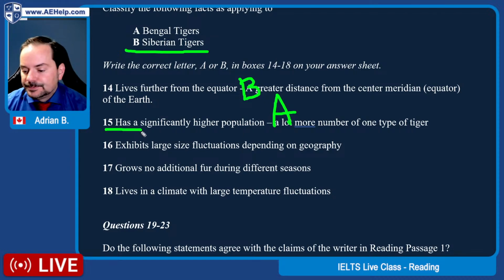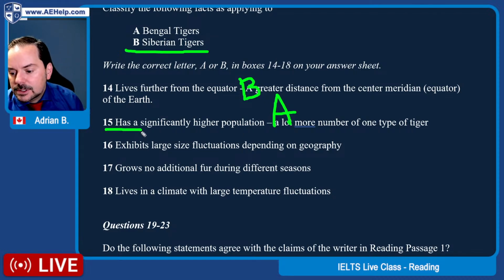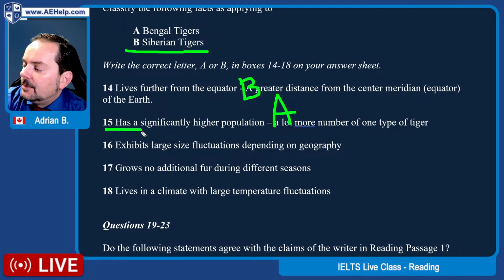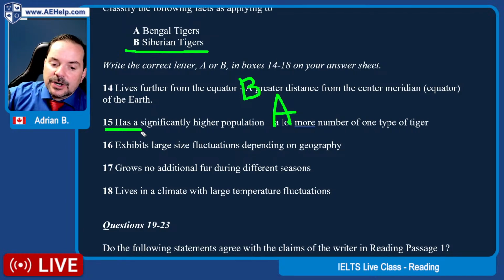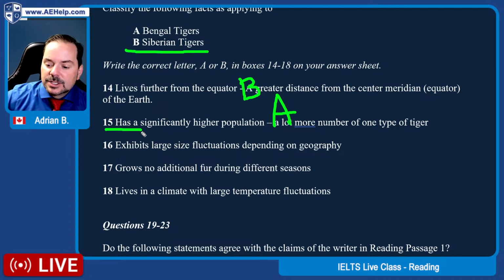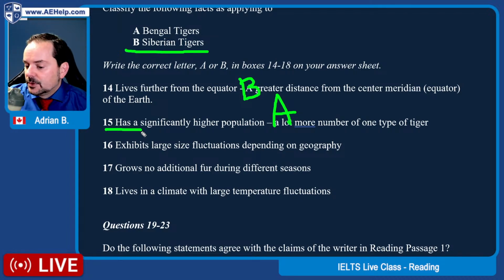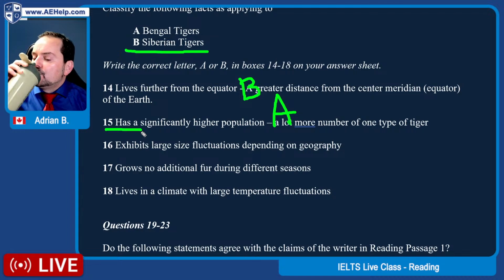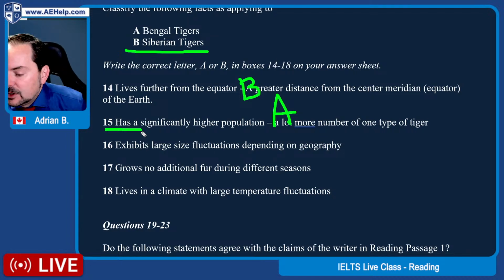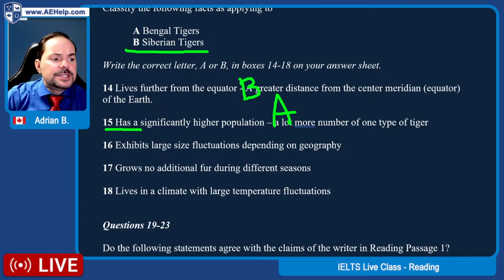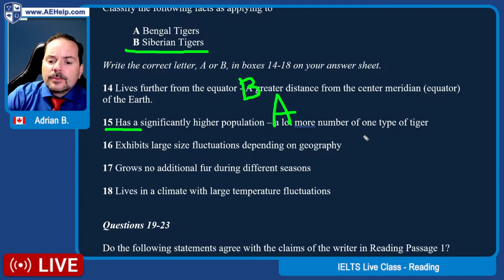Bonus question for number 15: how much more? So how many more Bengal tigers are there than Siberian tigers? What's the multiplier? Lois says Bengal tigers were, I think, 1,800. That's right. And how many were the Siberian? Now, when you really understand a reading passage, you can answer questions like this, right? Mouse says a lot more. If I'm not mistaken, if I remember correctly, I think there were about 6 times more.